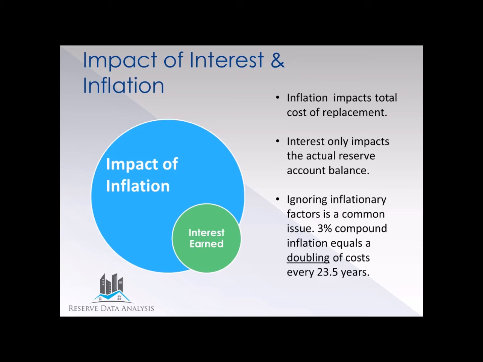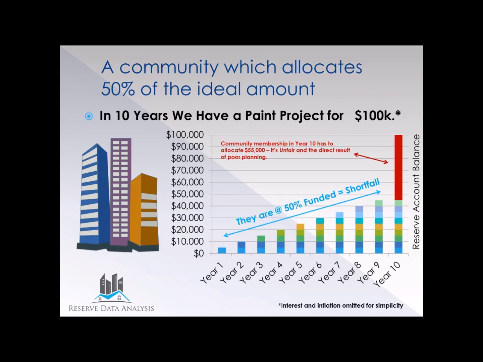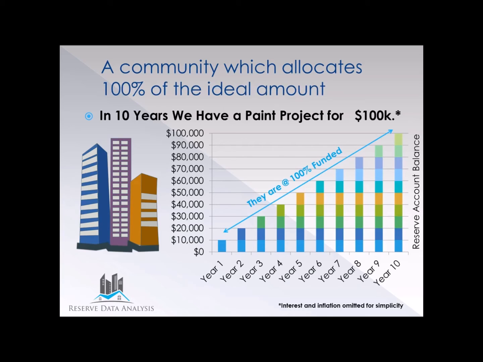So next question, is percent funded realistic? Can a community be low percent funded even if it has completed most of its large expense projects? Absolutely. So let's go back to this other chart. Okay, so in this prior example, we had a $100,000 paint project every 10 years, ignoring inflation and interest and whatnot. So say this is their only component.